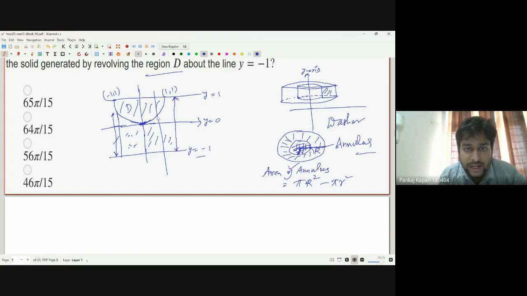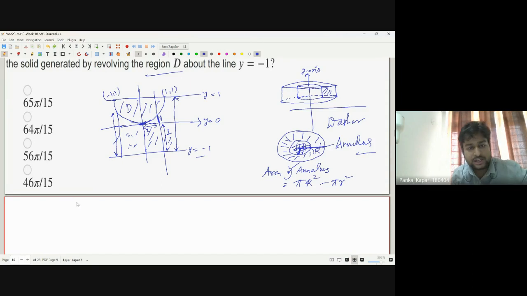At this distance, let's call this distance x. This particular length is y, and this particular length is 1. So the outer radius is 1 plus y. No, the inner radius is 1 plus y. Okay, so let me write.